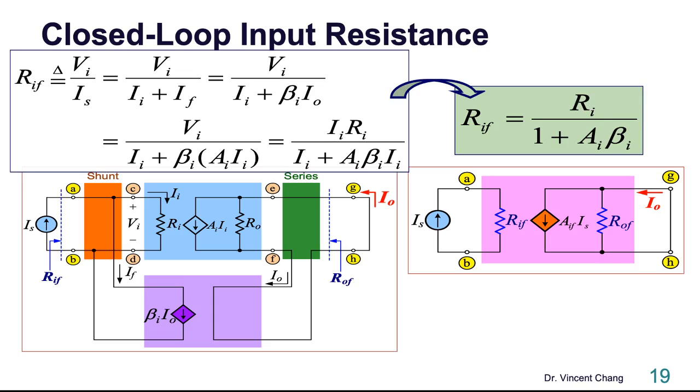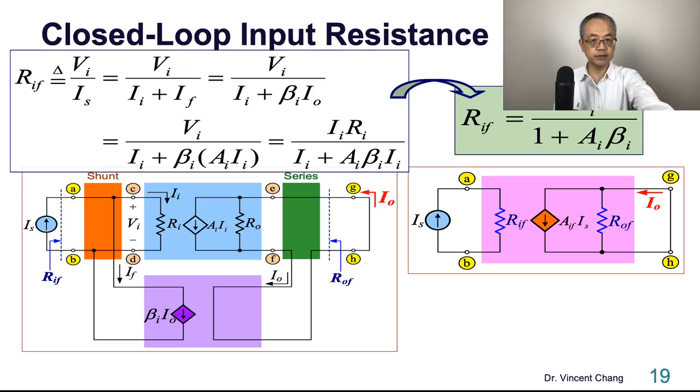Because I said, I don't want to spend time on the math. I think it's your job if you are interested. But if you are not, just focus on the conclusion. All right? So the conclusion is this. Through shunt mixing, the closed loop input resistance is going to be reduced. By what? By the same amount of feedback, the same factor, the amount of feedback, 1 plus A beta.